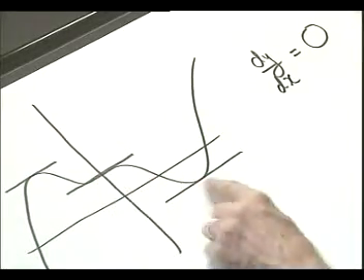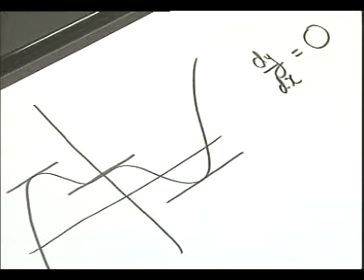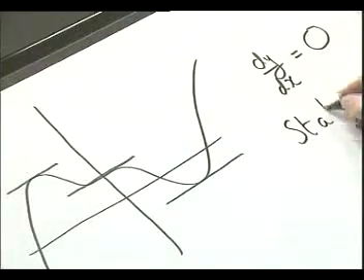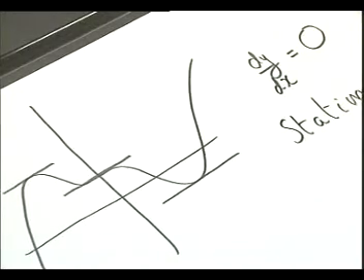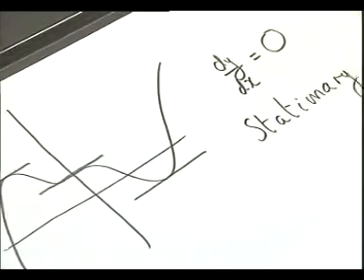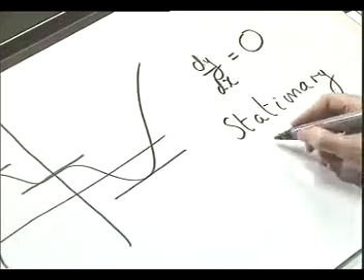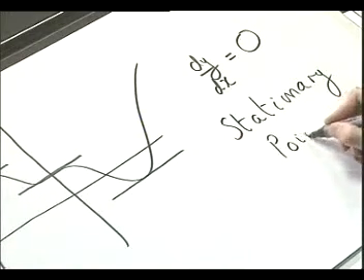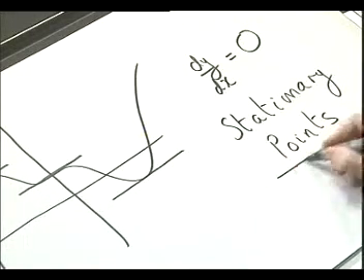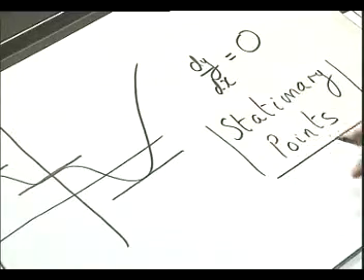Now, for points like these, where dy by dx is 0, we have a special name. We call them stationary points. If you like, the curve sort of isn't moving, it isn't changing at that point. Dy by dx, which is the rate of change, is 0.